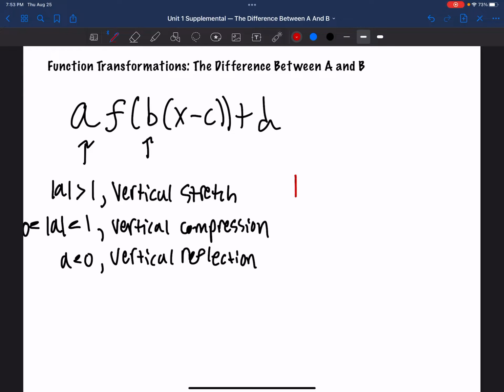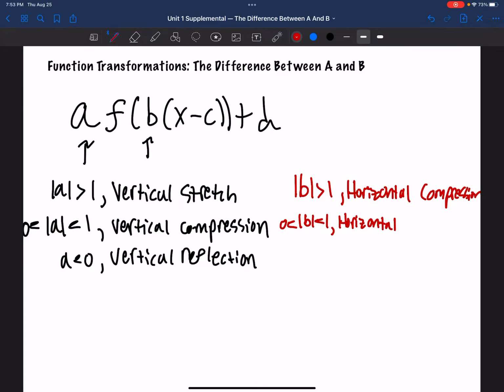And as a reminder, B, if absolute value B is greater than 1, we call this a horizontal compression. Let's try this again. If absolute value B is between 0 and 1, call that a horizontal stretch. And if B is negative, that's a horizontal reflection. I guess I could have just written H instead of horizontal, but whatever. Reflection. Okay.